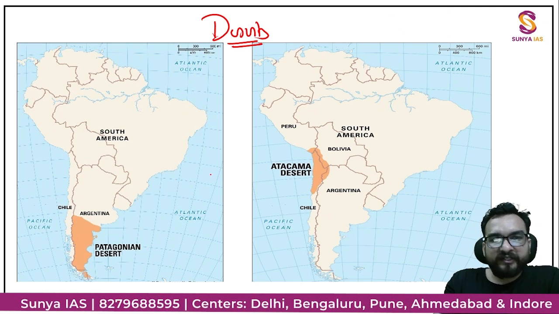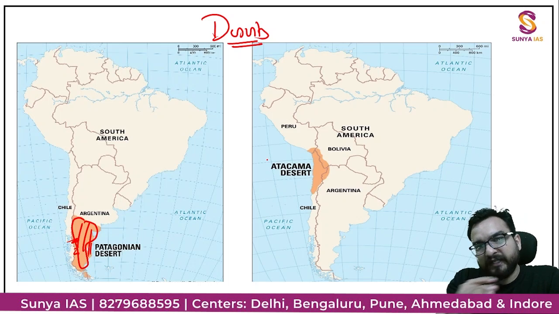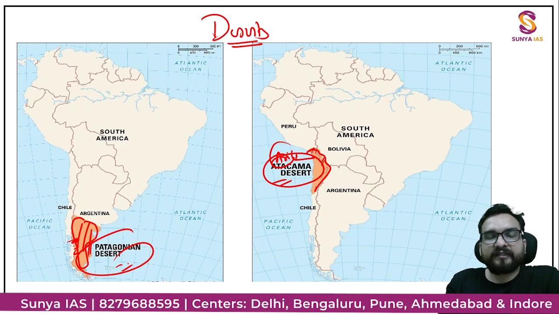So let me show you deserts over here. Can you see the Patagonian desert, Argentina? Somewhere it will touch around Chile also, guys, but not entirely in Chile. Some of the part you will see in Peru also, in Bolivia also. Here you will see Arica, Atacama desert, Patagonian desert.